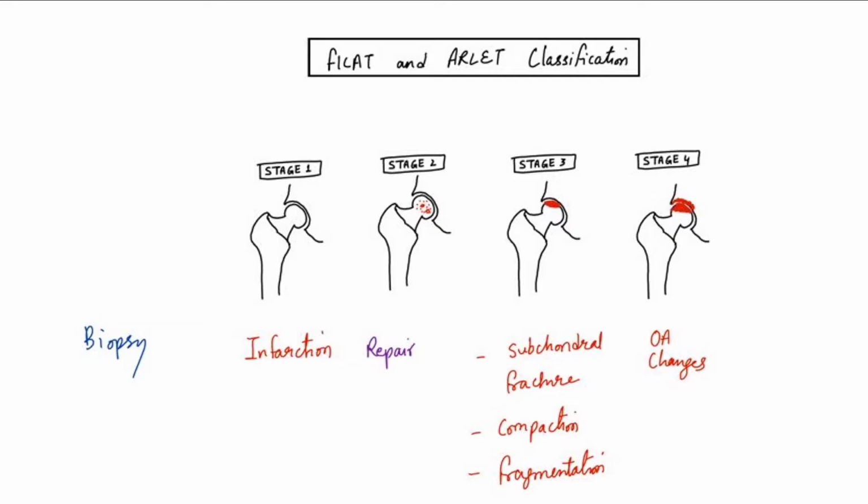In stage 2, there is spontaneous repair of the infarcted area and new bone is deposited between necrotic trabeculae. In stage 3, there is a subchondral fracture, collapse, compaction and fragmentation of that necrotic segment, and dead bone trabeculae and marrow cells are seen on both sides of fracture line. In stage 4, there are osteoarthritic changes due to degeneration of acetabular cartilage.